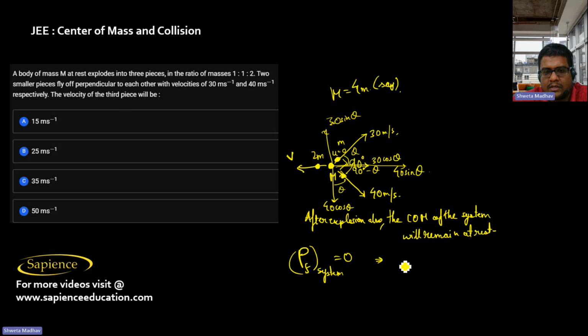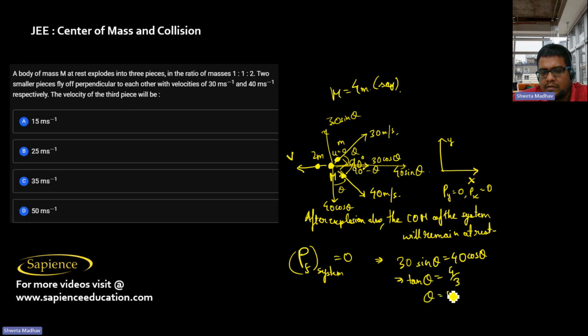So from here we can say that the net momentum along the y direction should be 0, and the net momentum of the system along the x-axis should also be 0. Py should be 0, Px should be 0. So Py is 0, it means 30 sin theta should be equal to 40 cos theta. Therefore tan theta will be equal to 4 by 3. So theta is 53 degrees. It means that sin theta is 4 by 5 and cos theta is 3 by 5.